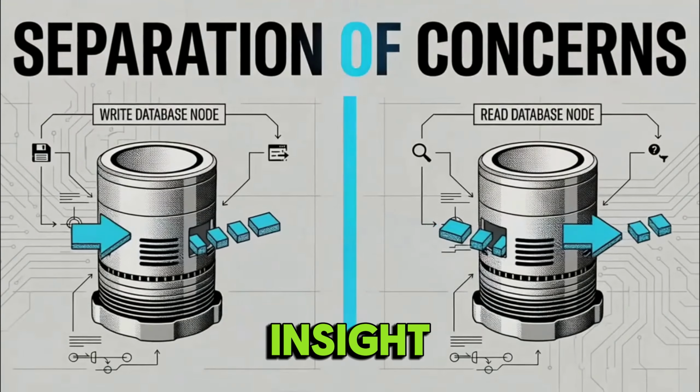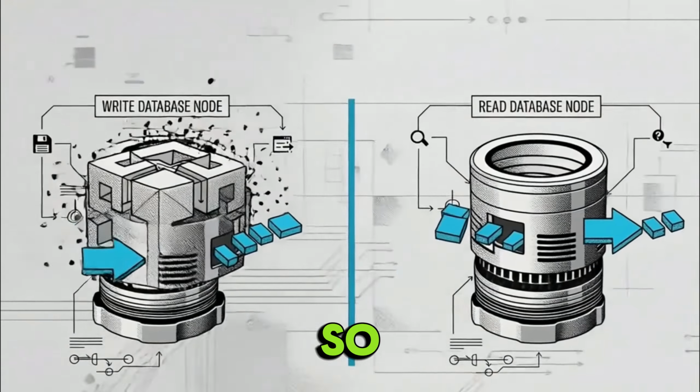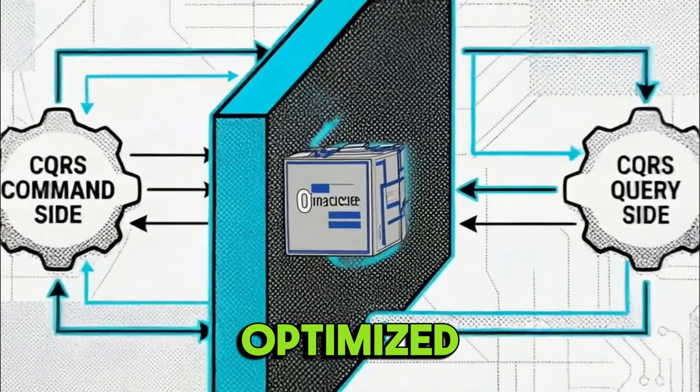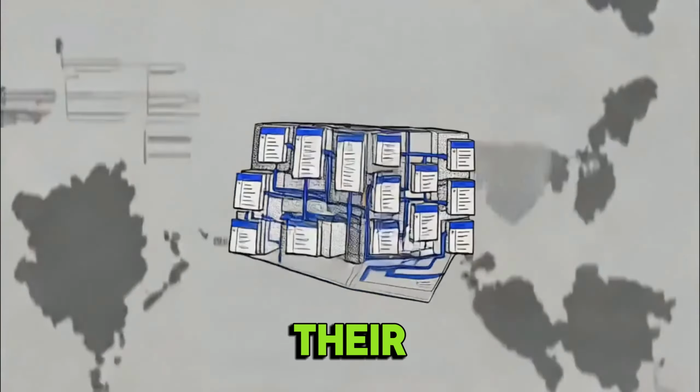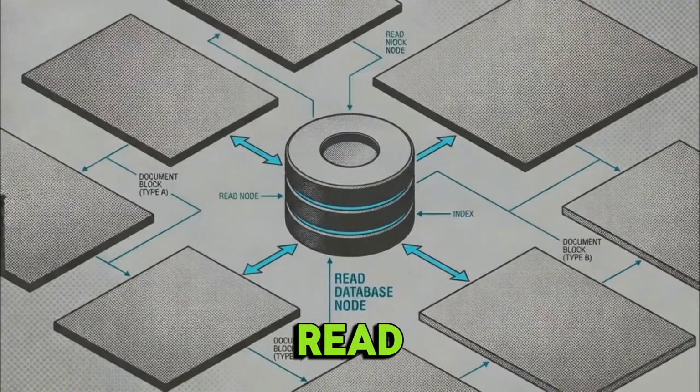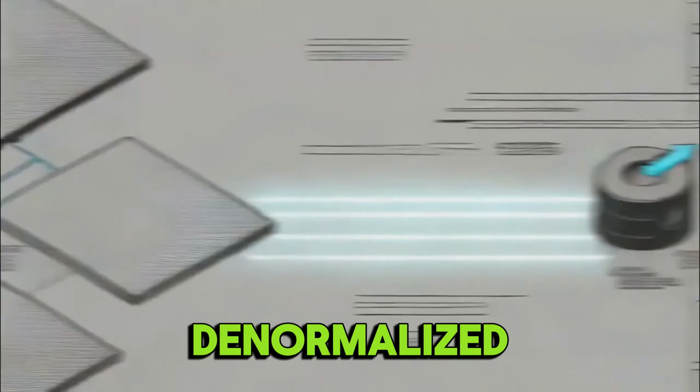Now here is the insight that makes this architecture so powerful. The write database and the read database are not the same database. They do not need to use the same technology. They do not need to store data in the same format. They are completely separate systems, each optimized independently for their specific job. The write database might be a normalized relational schema optimized for transactional integrity and write throughput. The read database might be a fully denormalized document store or a distributed cache optimized for sub-millisecond reads at massive parallel scale.